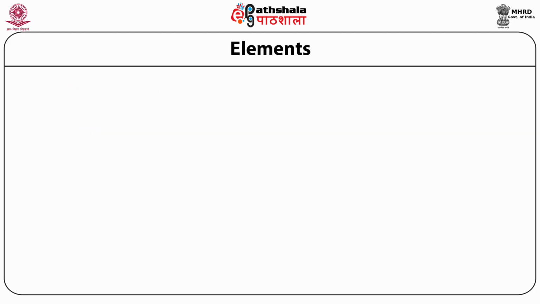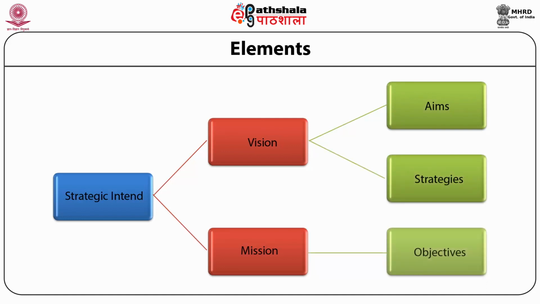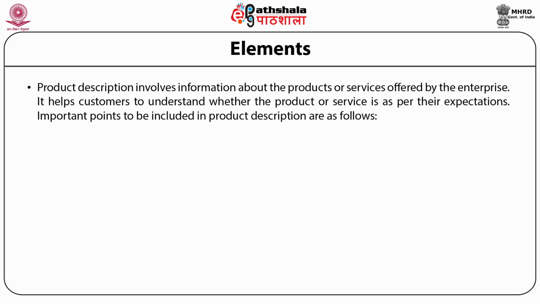The exhibit shows the types of strategic intent, which are vision and mission. The vision and mission is further classified into aims, strategies, and objectives of the enterprise. The next element is product description. Product description involves information about the products or services offered by the enterprise. It helps customers to understand whether the product or service is as per their expectations.